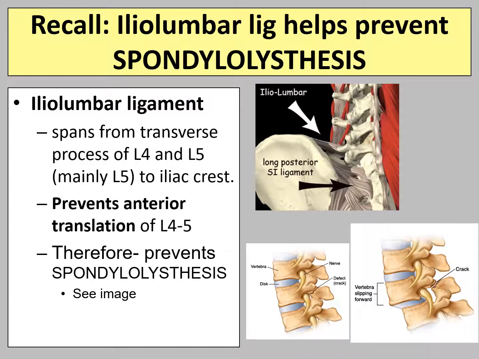The bottom picture of the spine shows you a fracture of the pars interarticularis, and you can see the beginning of the spondylolisthesis, or the forward slippage of the vertebra. You can see that our body is designed with the iliolumbar ligament, which spans from the transverse process of L4 or L5 to the iliac crest. And that is going to prevent anterior translation of L4 and L5. So therefore, it does help to prevent spondylolisthesis.